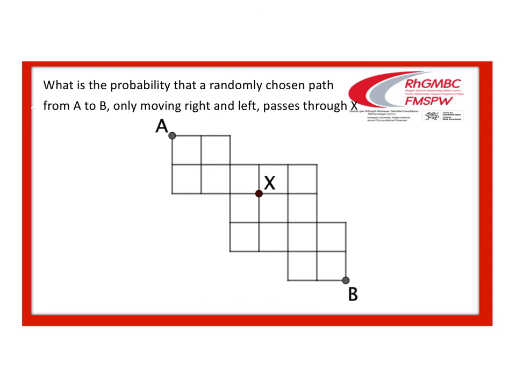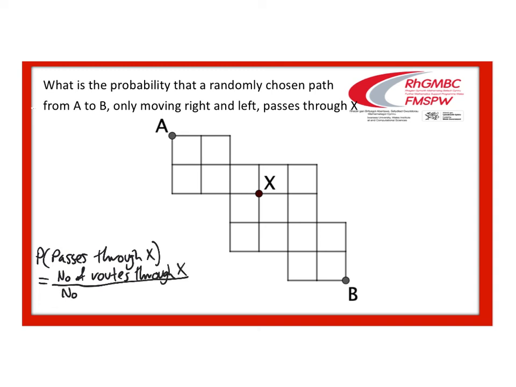Okay, so to calculate the probability a randomly chosen path from A to B, only moving left and right, passes through X, what we're going to do is we're going to say probability passes through X equals number of routes through X divided by the number of routes to B.